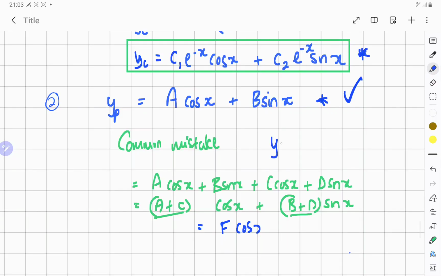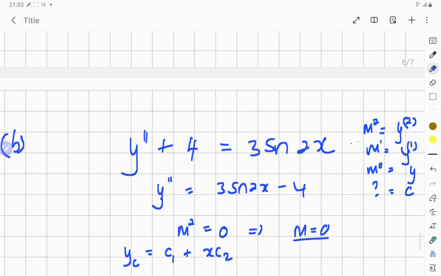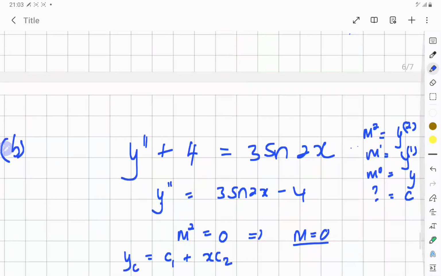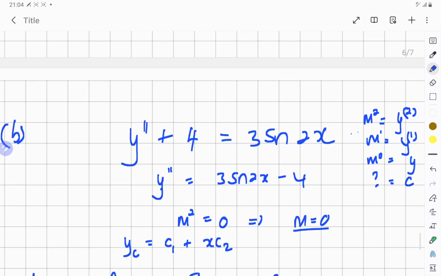And then later on, we're going to solve for a and b, and in the final step, we will write our general solution. Now, on to our last one. I want you to really pay attention here, because we have a glitch here. We have y double derivative plus 4 is 3 sine 2x.